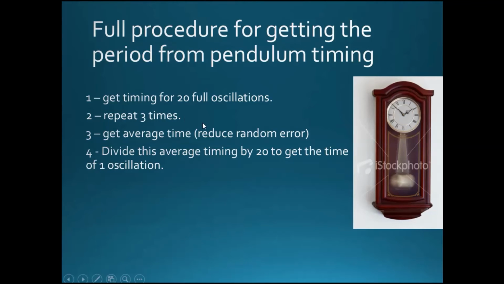So now you've got 3 of these timings, right? You get the average time for these 3 timings. This would reduce your random error. Now, this is not the end. A lot of people stop here and don't continue, because what you have gotten is the average timing for 20 full oscillations, but we want the period. And the period is the time taken for one oscillation. Therefore, now we divide this average timing by 20, and this will get us the time of one oscillation.